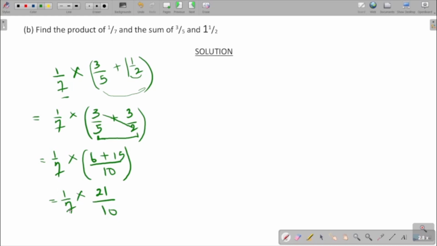So now you are multiplying. If you are multiplying, if you can divide through, divide through. If you can't divide, you multiply it directly. So here we can divide this and this, because 7 in 7 and 7 in 21 will give 3. So you have 1 times 3, you have 3. And you have your 10 times 1, you have 3 over 10. So that is the solution to question 2b.